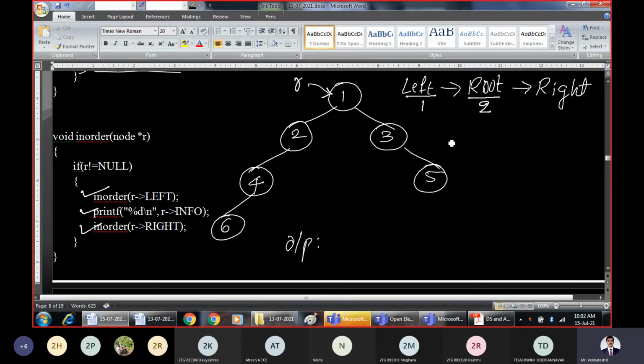Then you have to process the root node or print the root node. Then the third step is you have to go for processing the right subtree. So when you are present here at the root node, right? So root will start from 1. What the rule says, first you have to go to left subtree.